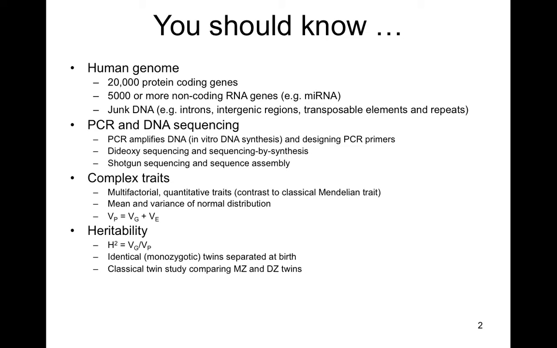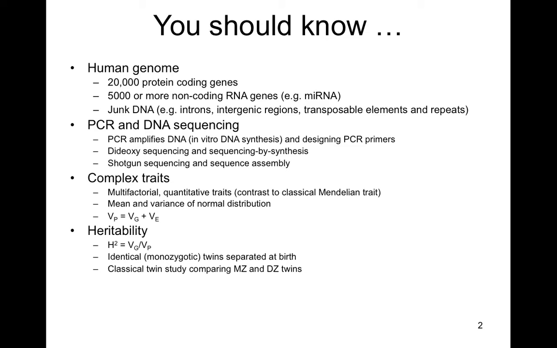Heritability is the fraction of the trait that is due to genetics or genotype and is equal to V sub G over V sub P, or in other words, the genotypic variance over the total phenotypic variance. Heritability is a number between 0 and 1. The heritability of a classical Mendelian trait is 1. In other words, the trait is completely determined by genotype.